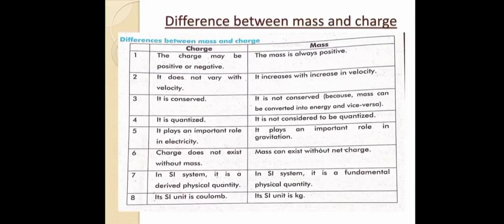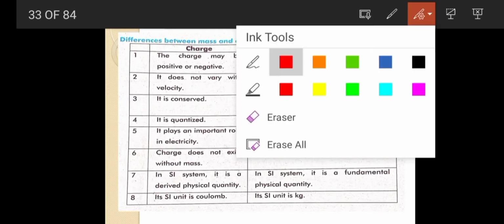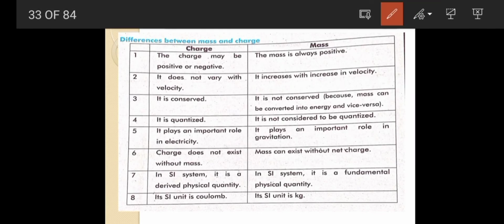now let us try to understand the difference between charge and mass. Among that, first, charge may be positive or negative, whereas mass is always positive. You can never have a negative mass, whereas you can always have positive or negative charge. Next, charge does not vary with velocity. Charge will never vary with velocity. As velocity increases, charge will not vary, it will always be constant, whereas mass increases with velocity. How can a mass increase with velocity?